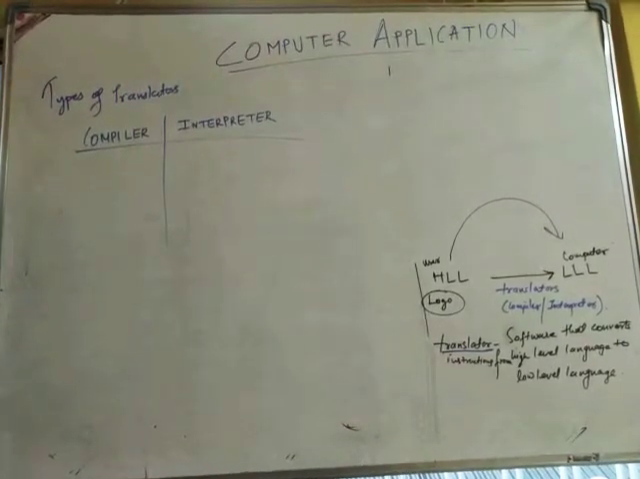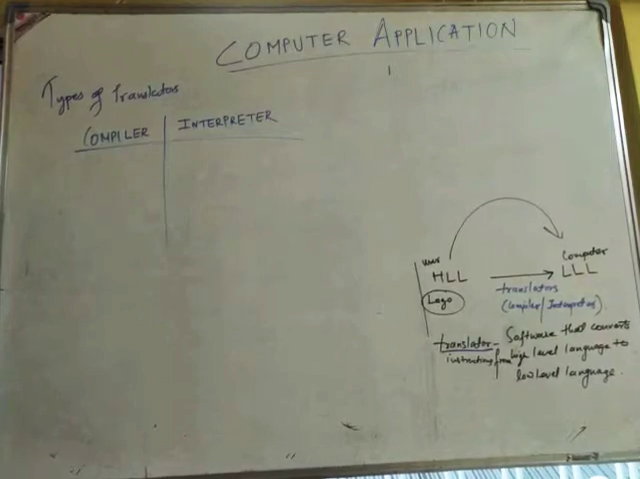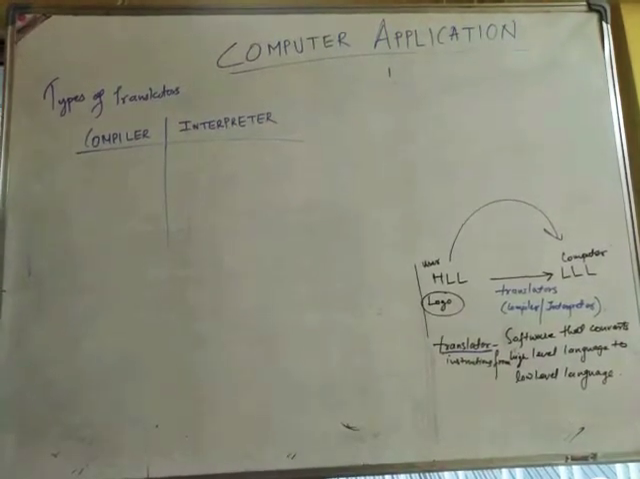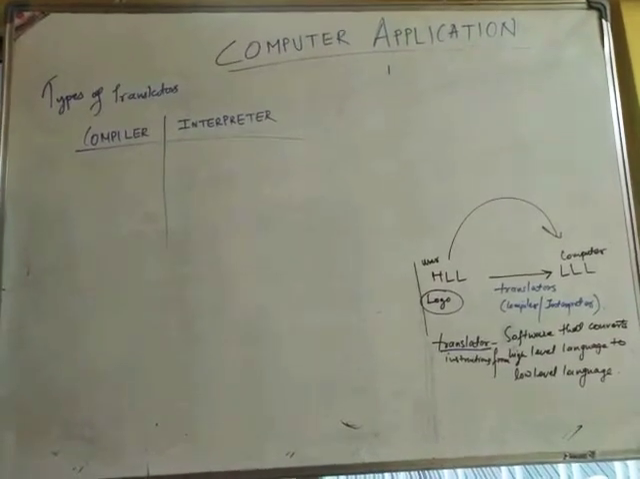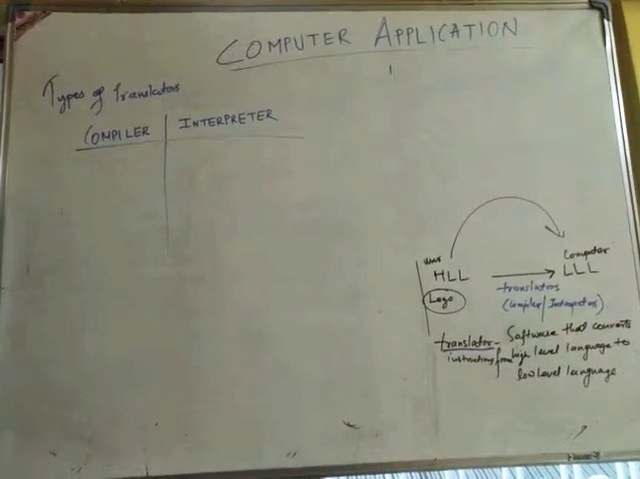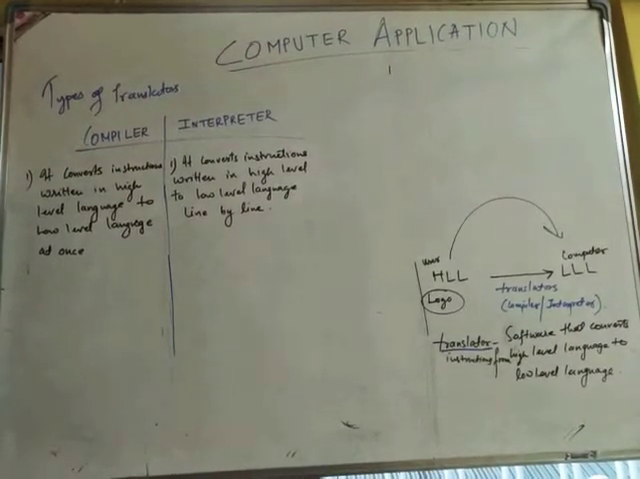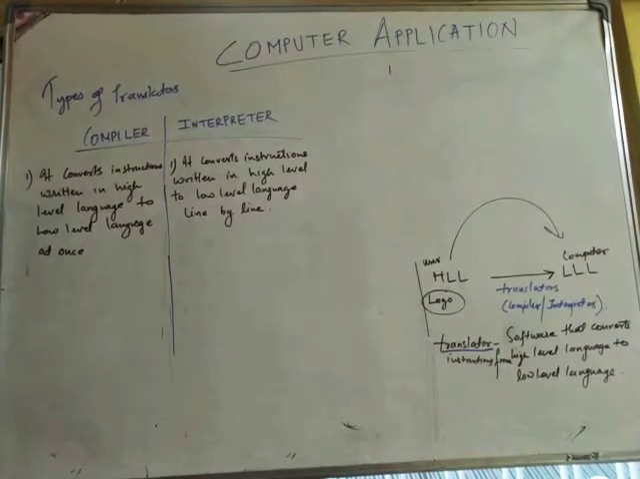Now we'll discuss the two types of translators, that are compiler and interpreter. The two key differences between them are what? First of all, a compiler converts the high level language to low level language at once, whereas an interpreter converts line by line. This is the first key difference. The compiler converts instructions written in a high level language to low level language at once.